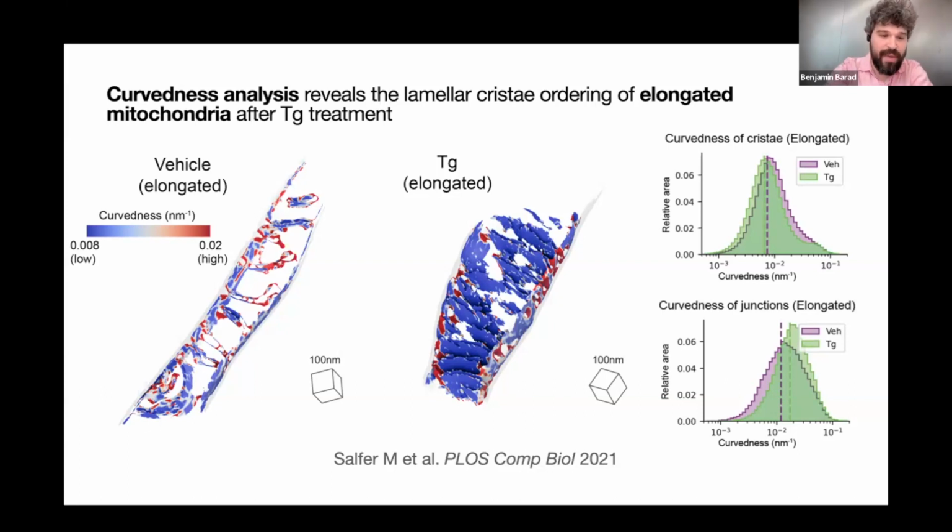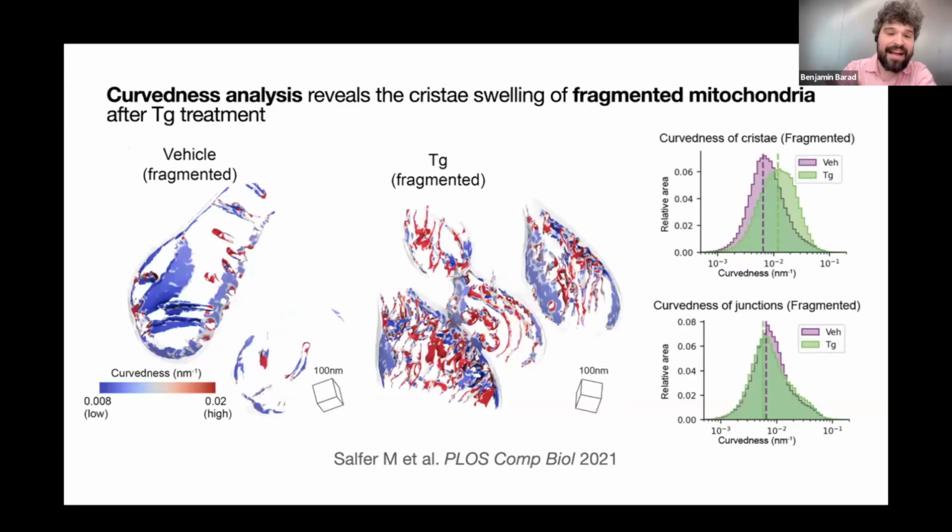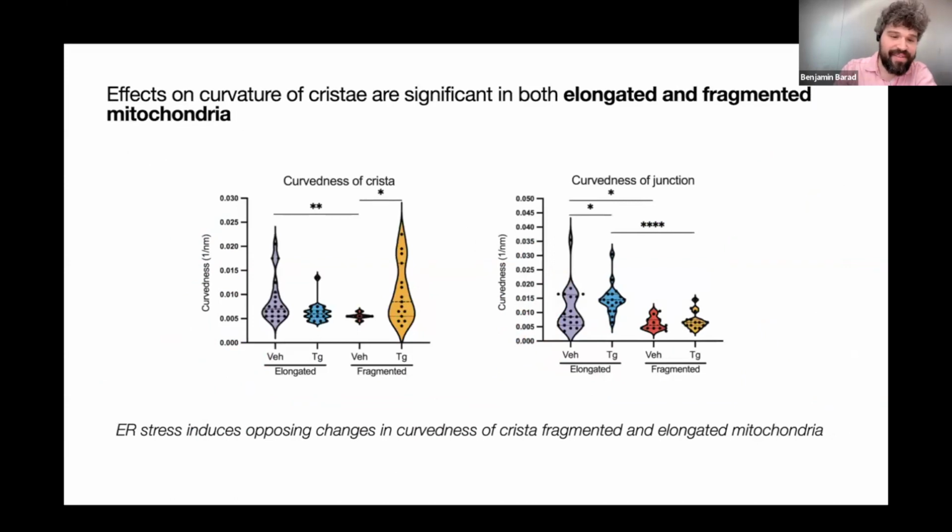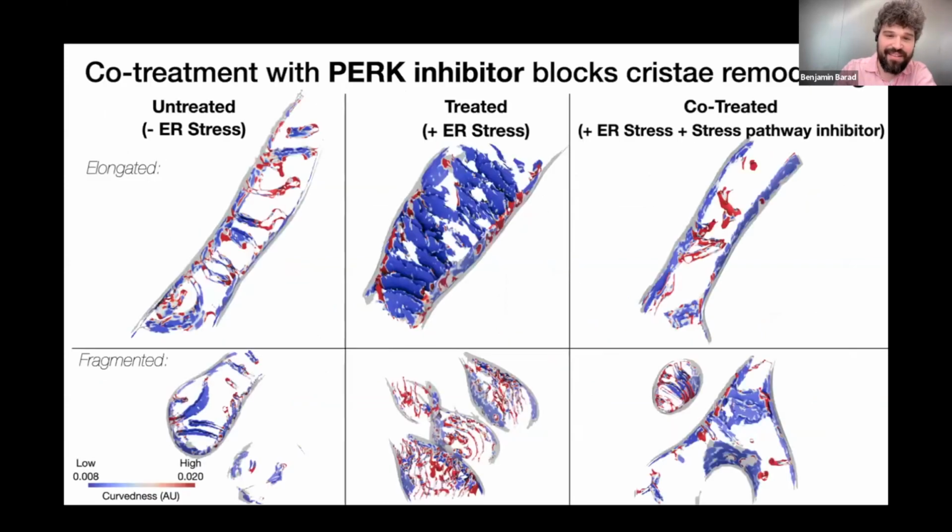We've moved from having curvature that's well distributed throughout the cristae to highly organized cristae with very highly curved cristae tips and cristae junctions. And we see this in the elongated population. The junctions are more curved and the cristae are less curved, and exactly the opposite thing is happening in the fragmented mitochondria. So we can do all of the statistics for this as well.